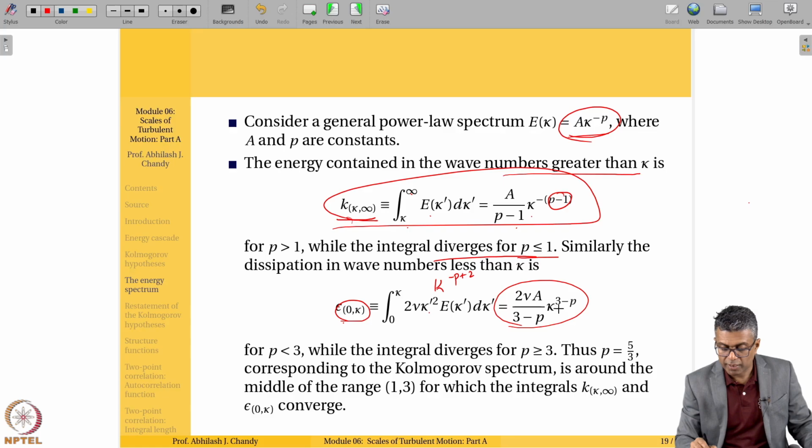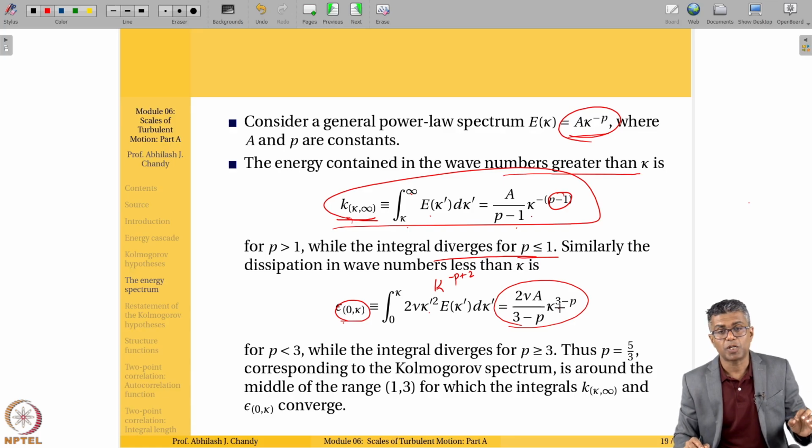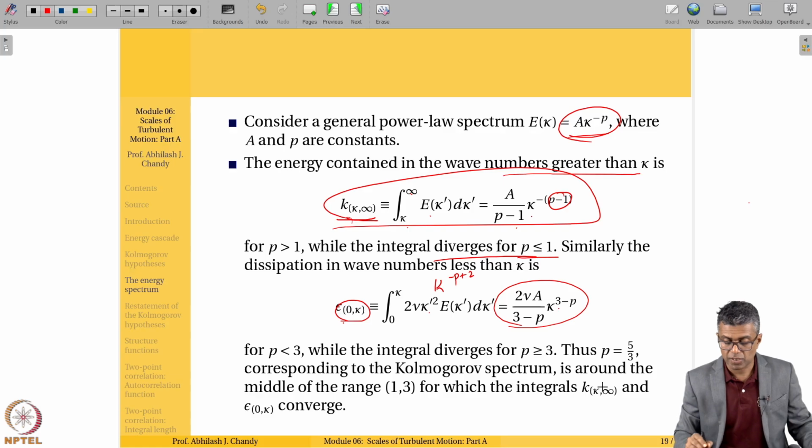Now, if I look at 3 minus p, it is going to be 0 or negative when p is greater than or equal to 3. So that means this integral is going to diverge for p greater than or equal to 3. On the other hand, if p is less than 3, this is going to be a positive number. Here, this is going to be a positive number for p less than 3.